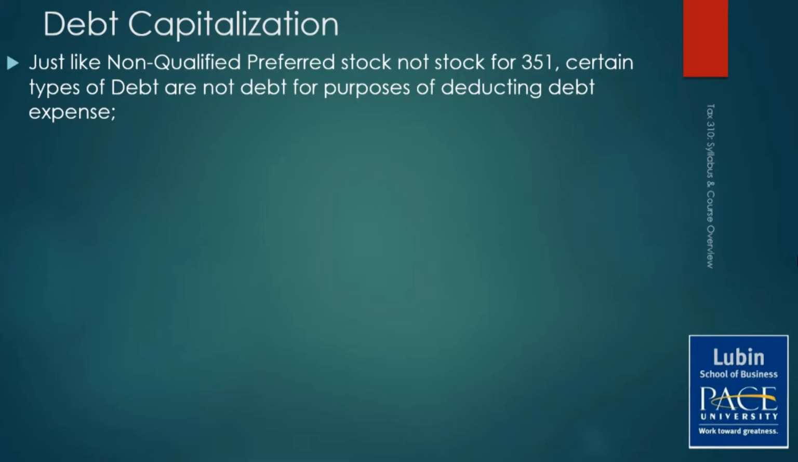So it's essentially convertible stock into bonds, and so this looks a lot more like a debt instrument and not like an asset or a security in that sense. So certain types of debt are also, just like certain types of stock are not really stock but are in fact debt. Certain types of debt are not in fact debt for purposes of deducting the debt expense. And once again, you kind of have this sliding scale between equity and debt. And if you're going to be taking the deductions, it needs to be clear that what your corporation is looking at is debt.